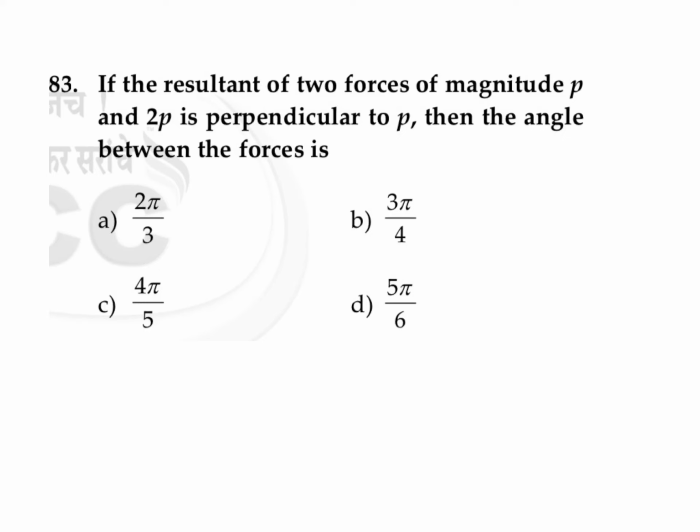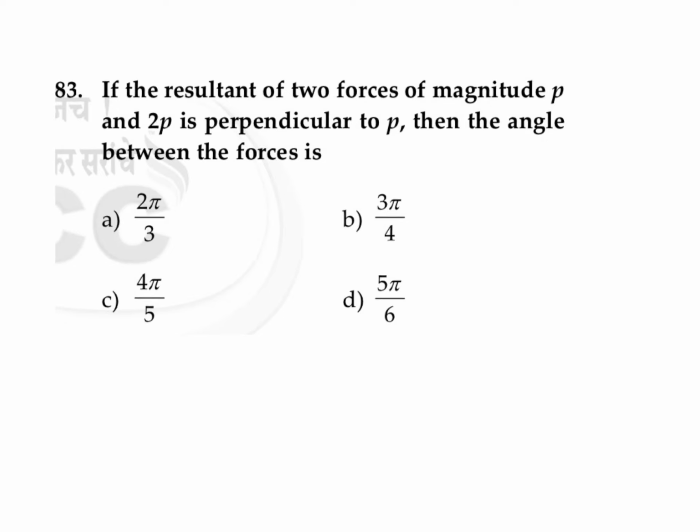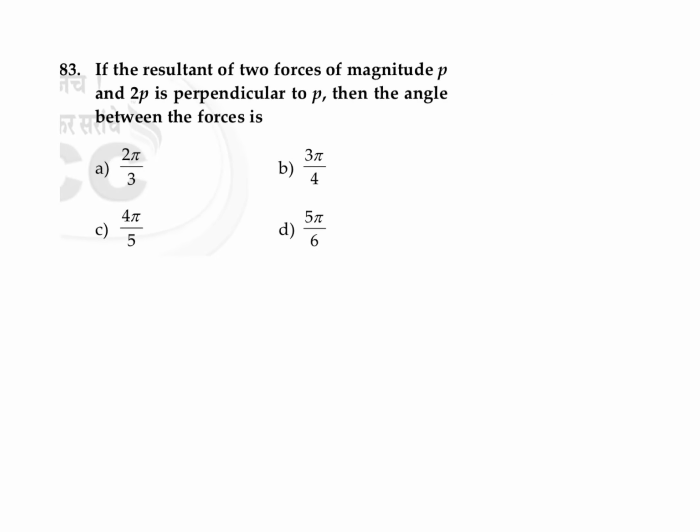And this question is given that if the resultant of two forces of magnitude P and 2P is perpendicular to P, then the angle between the forces is. As in the question, you can observe that they have given the word perpendicular. That means we can say that it's going to be a right angle triangle.